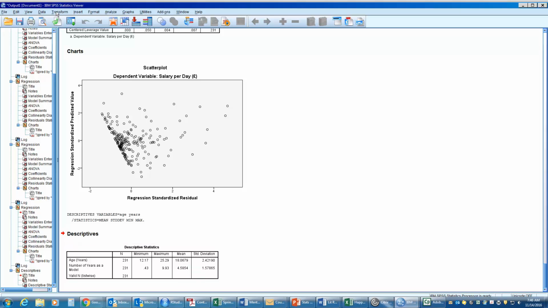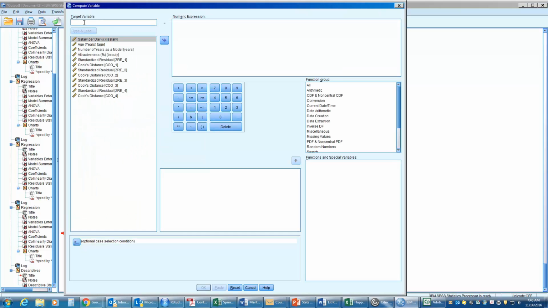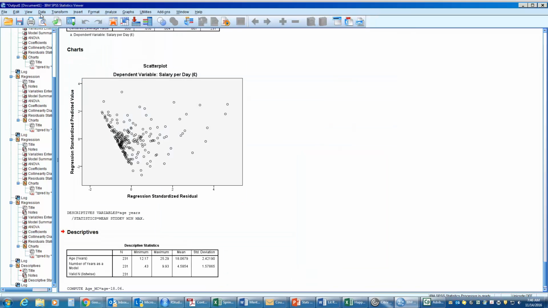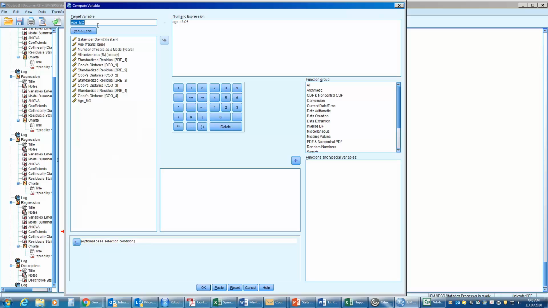Now I'm going to transform that, and I'm going to call the first one age underscore mean center. I'm going to bring in age and simply say minus 18.06. I'm going to click on OK, and I'm going to create a new mean center variable for experience. I'm going to delete this, and I'm going to bring in number of years as a supermodel minus 4.58.